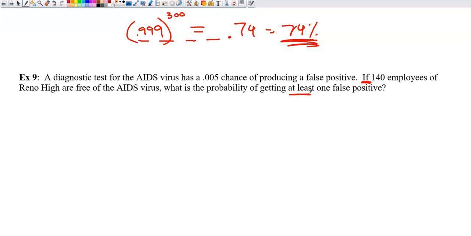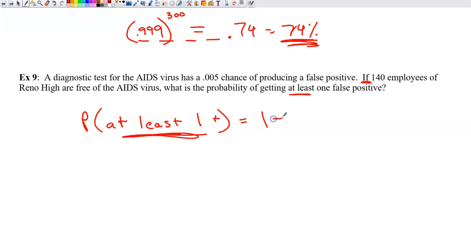Okay, so I mentioned this in the 5.1. Sometimes it's easier to find the thing you don't want. So the probability of at least one positive test result, aka a false positive, means I could get one false positive, or 2, or 3, or 4, or 5, or 6. There's too many possible things for me to calculate. So what is the only thing that would screw this up? We call this the complement. That's the same as 1 minus the probability of no false positives.